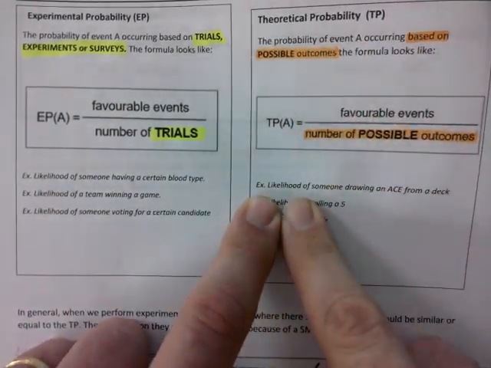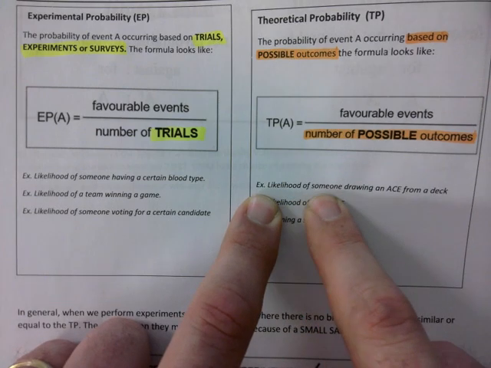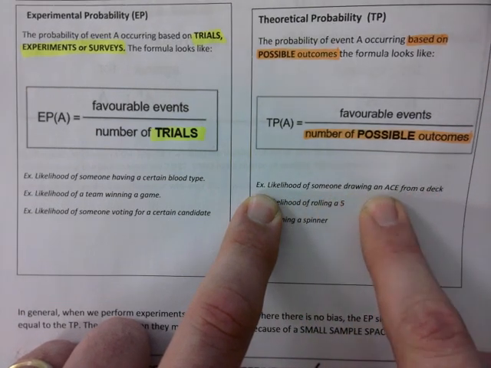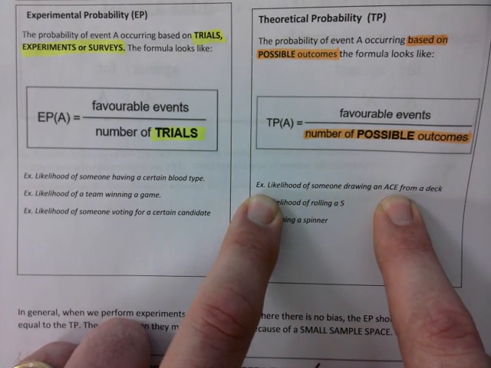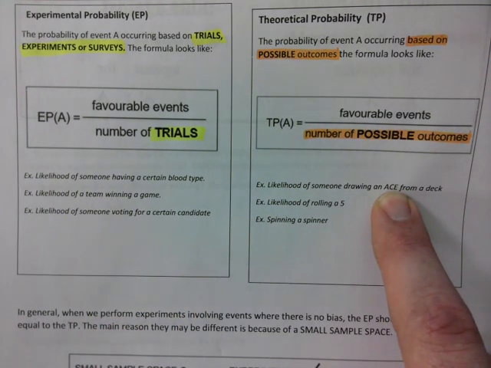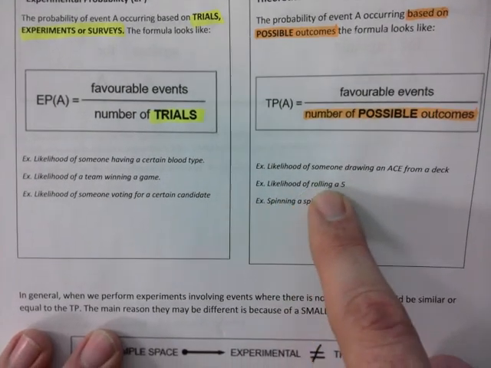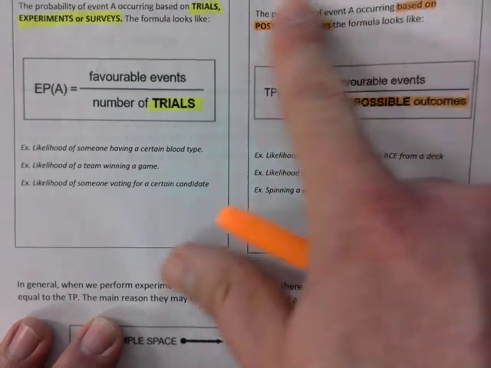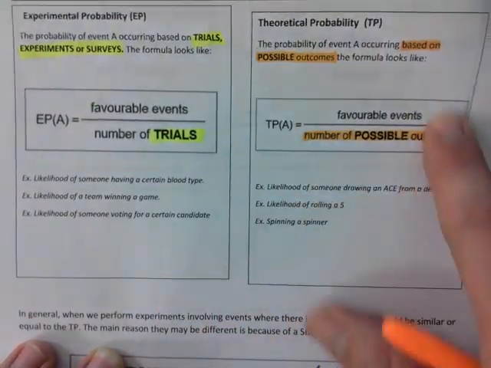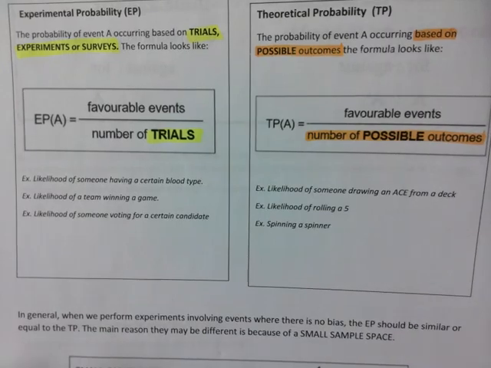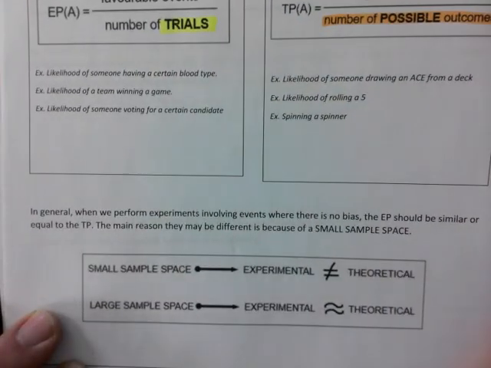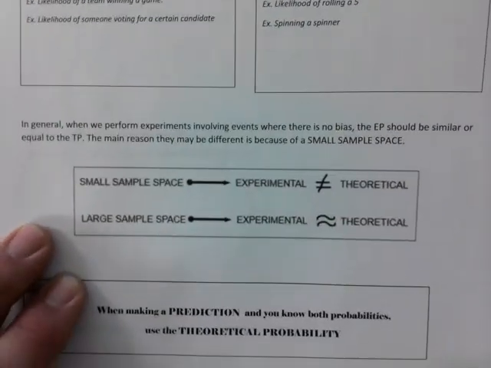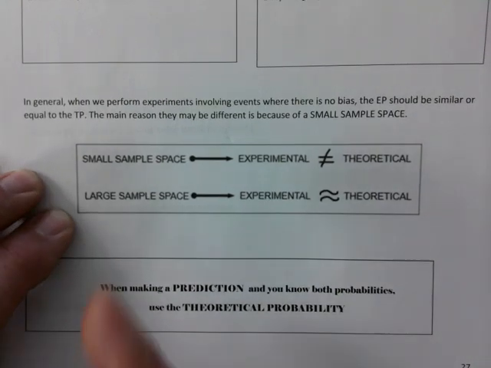Theoretical, it's asking what's the likelihood of someone drawing an ace, for example. Well, we would not base it on experiments. We would just look how many aces are there and how many cards do we have, and that's how we come up with our probability. The likelihood of rolling a 5. When you spin a spinner, we're basing it on theory, right? What is there? So follow me, please. Here, very important concepts before we do some math.